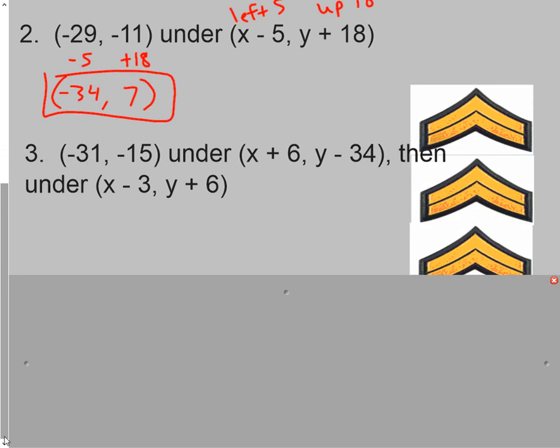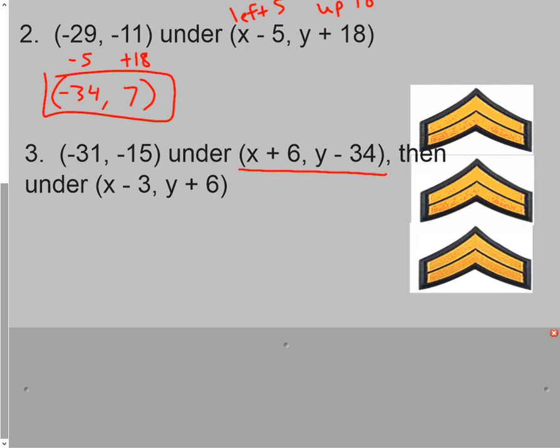We're starting with negative 31, negative 15. What do you do if you're given 2 of them? So it says do this. So it's under that. That just means you're going to do that as your first transformation. And then we're going to do this. So let's do it one at a time. If I take negative 31, and I add 6. I take negative 15, and I subtract 34. That's what it's saying to do. I end up with, at first, negative 25, and that's going to be a big negative, negative 49.